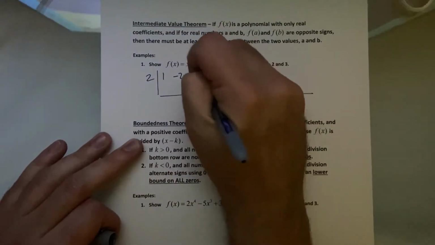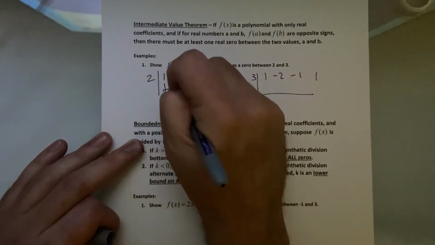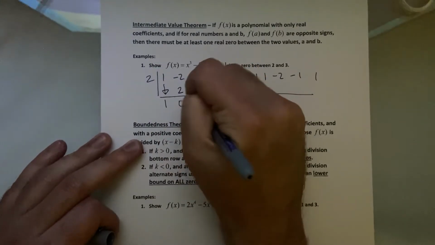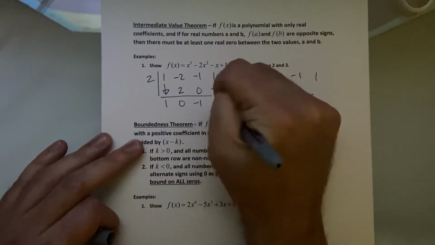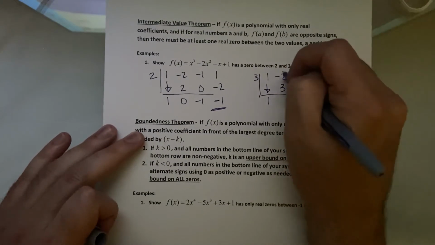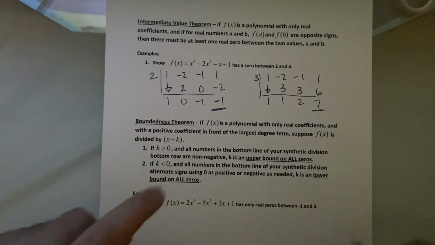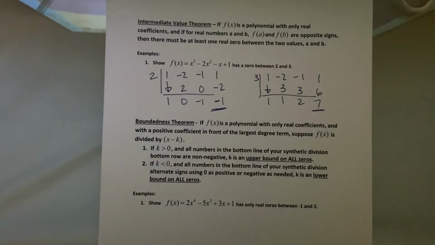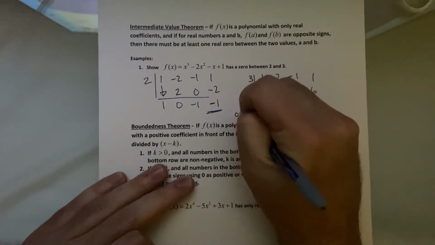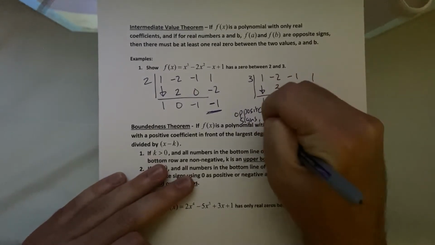1, negative 2, negative 1, 1. If we use synthetic division, 1 times 2 is 2, 0, 0, negative 1, negative 2. So when you plug in 2, you get negative 1. When you plug in 3, you get 7. So if f of 2 is negative 1 and f of 3 is 7, that means somewhere between them, you're going to have to cross 0. So whenever there are opposite signs, there is a root between them.